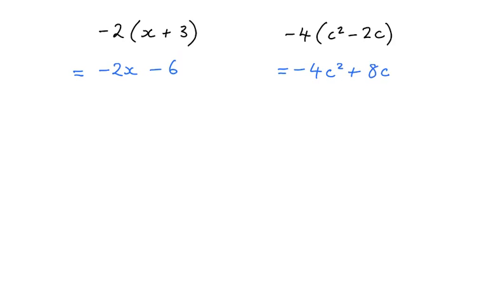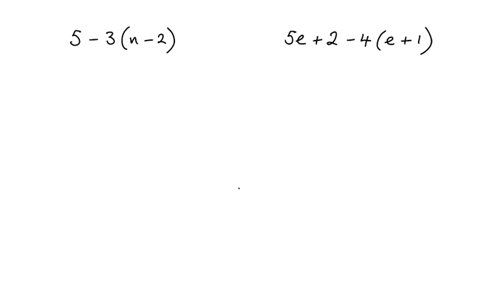Now let's move on to the third set of questions. And these catch most pupils out. Now, first of all, the most important thing to realise is that 5 is on its own, and the bracket is actually being multiplied by negative 3. So first of all, let's write that 5 down. And now let's concentrate on the bracket being multiplied by negative 3.